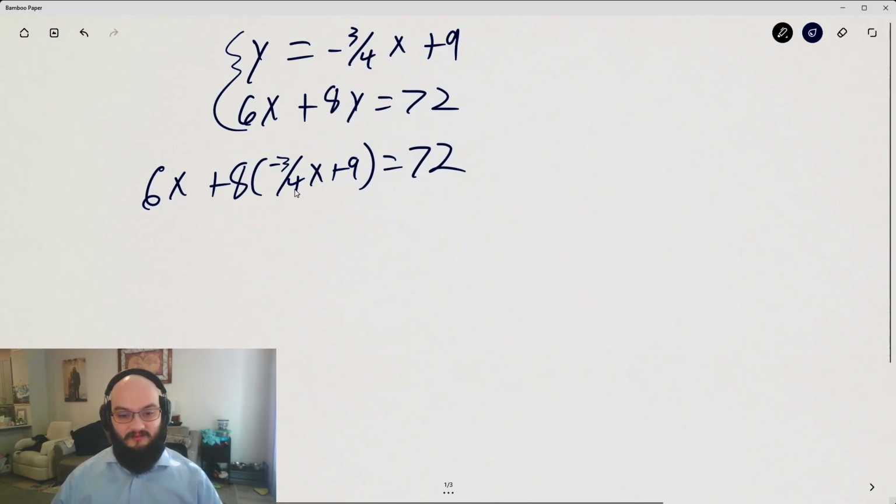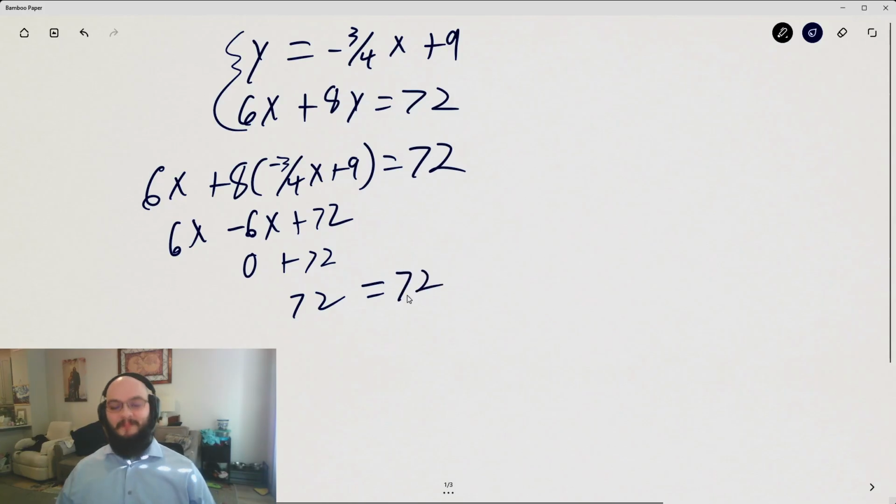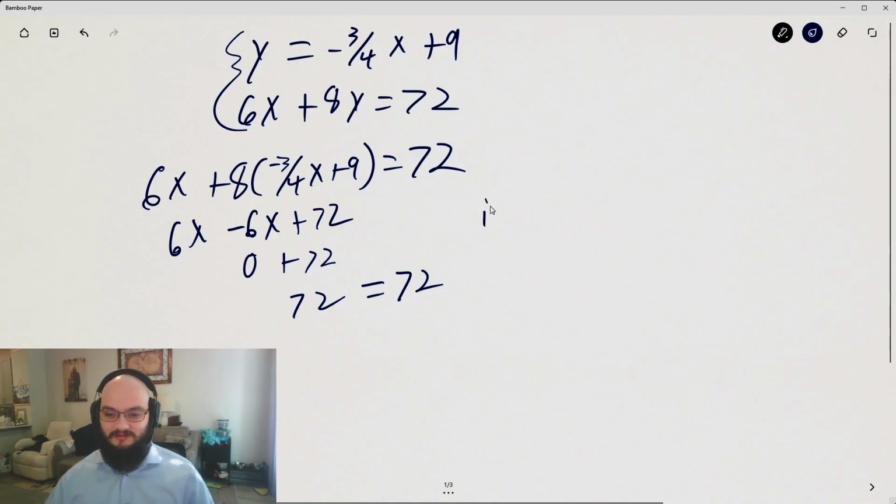8 times negative 3/4 is negative 6x. And then 8 times 9 is 72. Drop this 6x down, combine like terms, 6x minus 6x is 0, plus 72 is 72. And we have not done anything to this side, so that stays the same. 72 is equal to 72. This is a true statement. There is nothing that we can plug in for y, there is nothing that we can plug in for x that will make this a false statement. So this has infinite solutions.